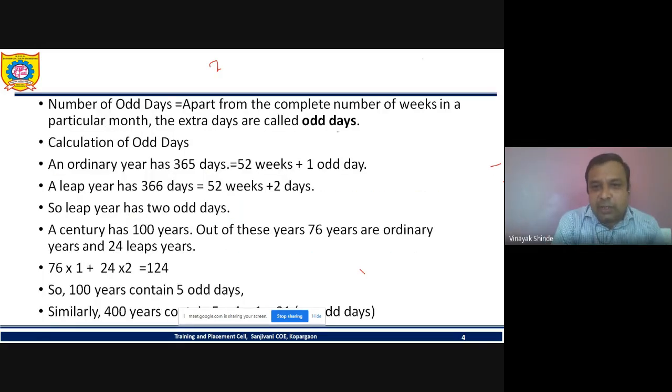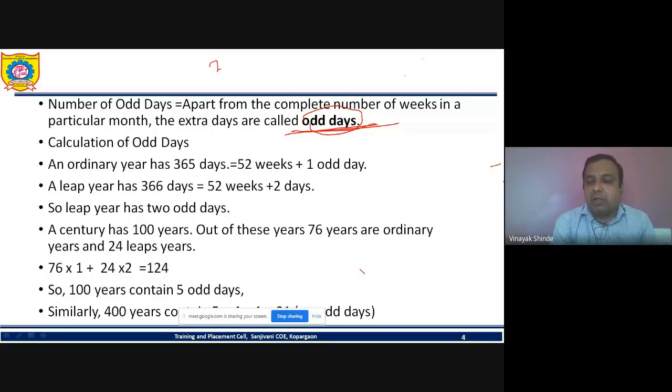then we'll discuss what the odd day concept is. Odd day concept is nothing but the number of days apart from the complete number of weeks in a particular month. That is called the extra day. Okay, that extra day is called the odd day, right? Apart from the complete number of weeks in the particular month, the extra days are called odd days.